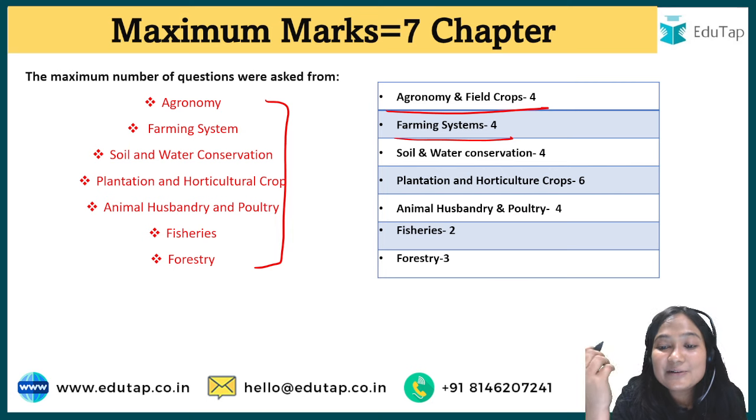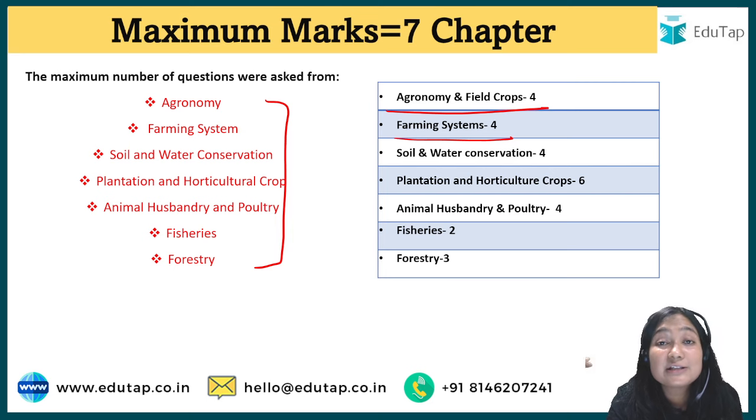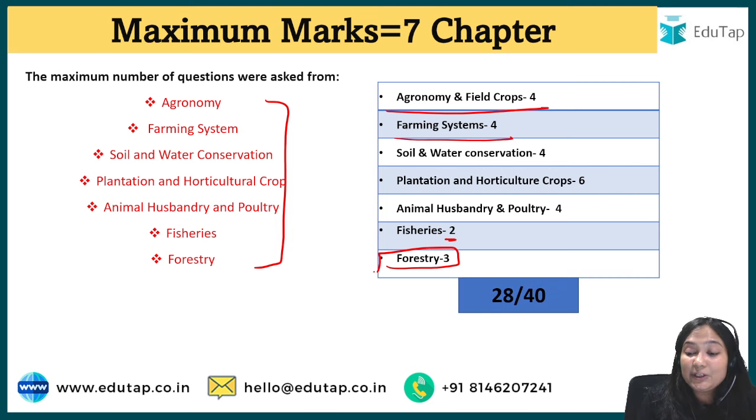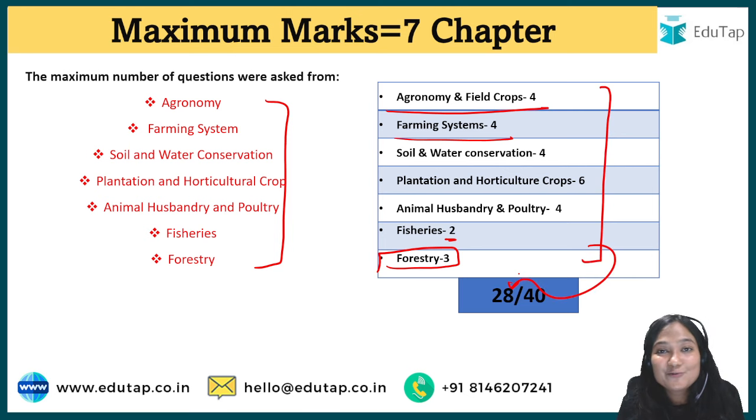Ok. Then farming system से see 4 questions were there. Plantation, soil, water conservation से 4 questions were there. Plantation, horticulture से 6 questions were there. Animal husbandry से 4, fishery से 2. ये सिर्फ 2022 में है, although काफ़ी बार 3-4 questions are also there. That is why it is kept there. Forestry से 3 questions were there. All in all in year 2022, 7 chapters से 22 questions were there, which is a very good news.